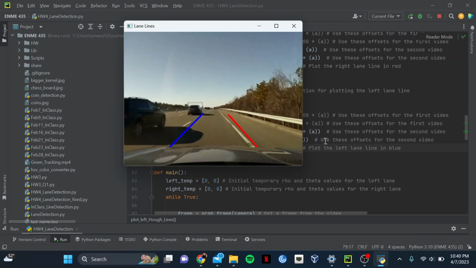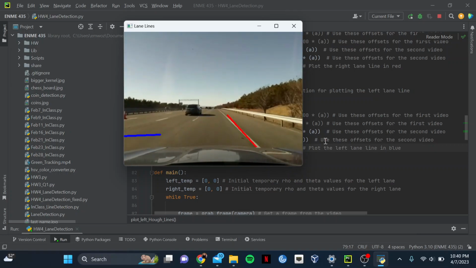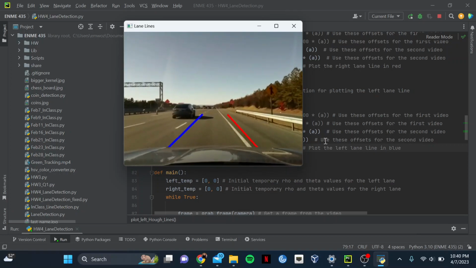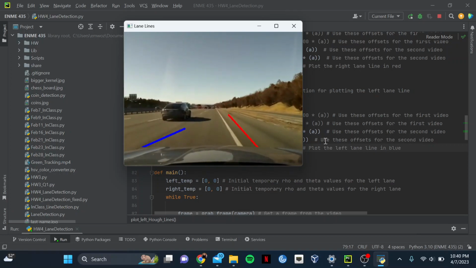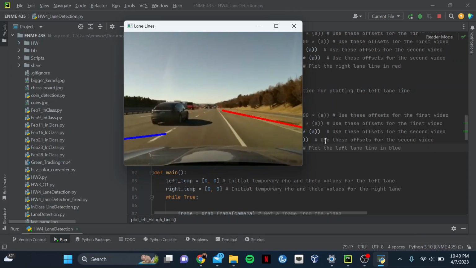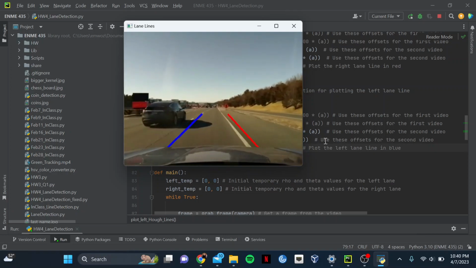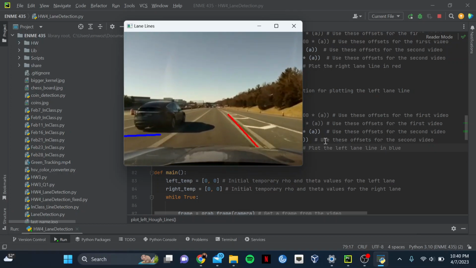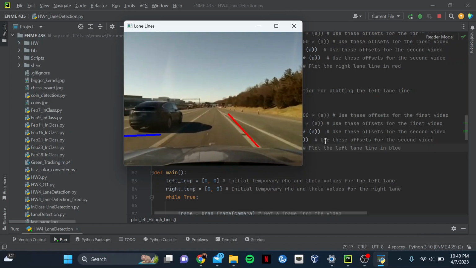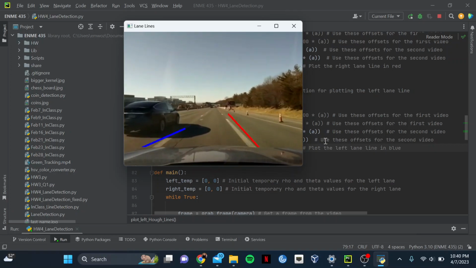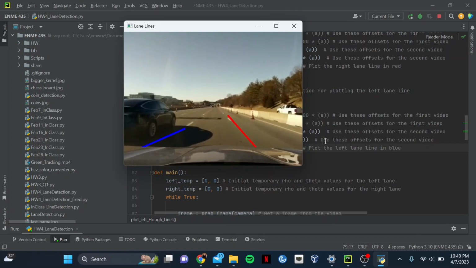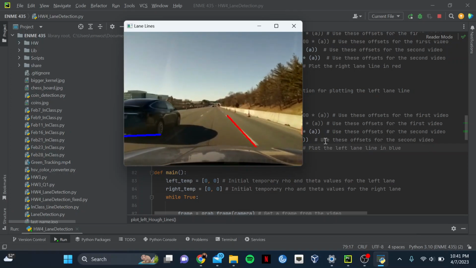I think the algorithm is still having a hard time picking up the white lines on the road because the colors are pretty similar. And so it's having a hard time differentiating between the lane lines themselves and the actual road. And as we can see in this part of the video, the shadow from the car in the adjacent lane is also posing an issue. It's making it hard to pick up the left lane.